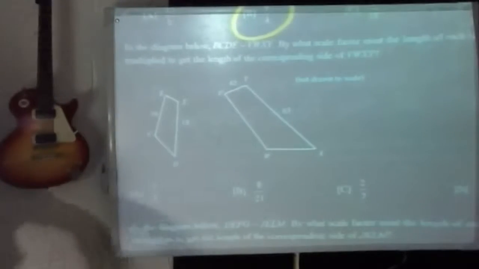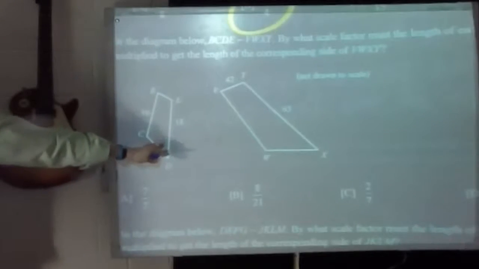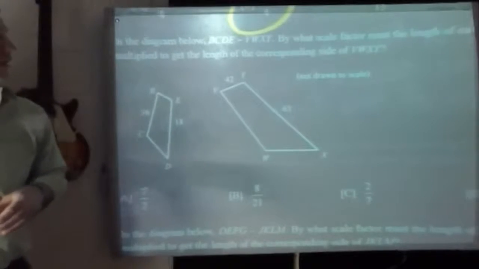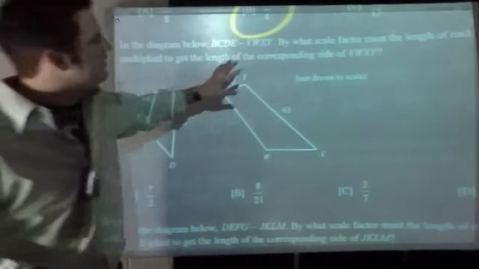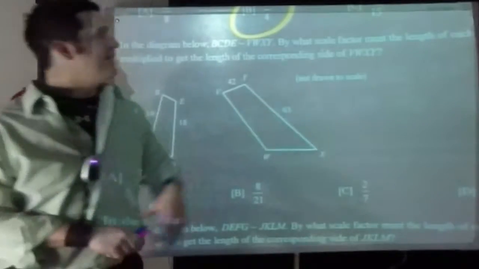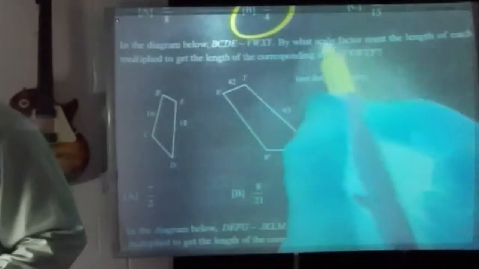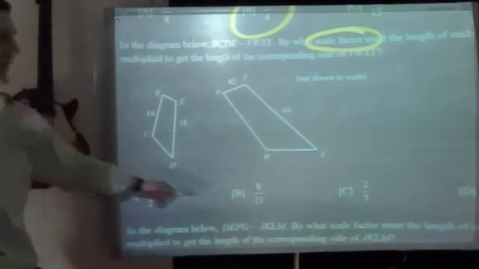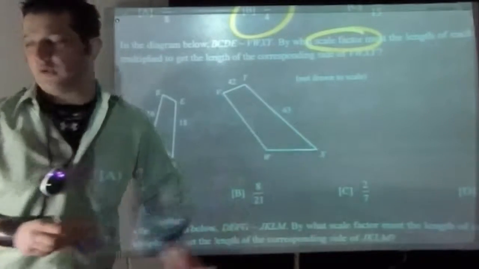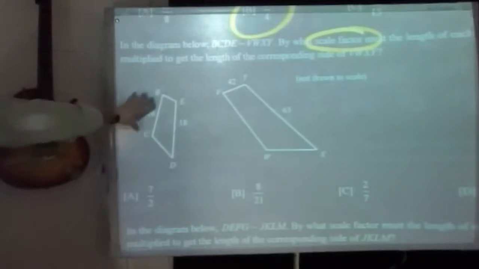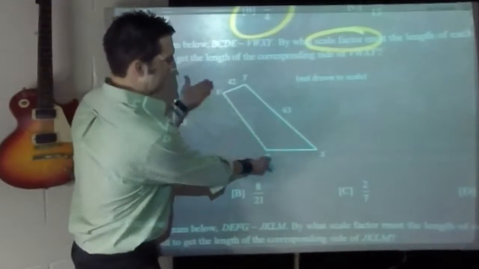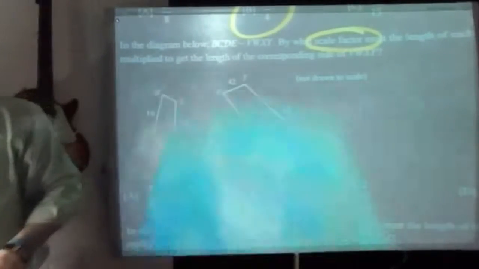All right, these are quadrilaterals. They're not rectangles, they're not squares. They're four sides, and four-sided figures are called quadrilaterals. We got BCDE, similar to a little bit bigger VWXY. What is the scale factor to get us from BCDE to VWXY? So let's look at this BC. I got BC as 16. BC and VW, nothing. So BC is not going to work.